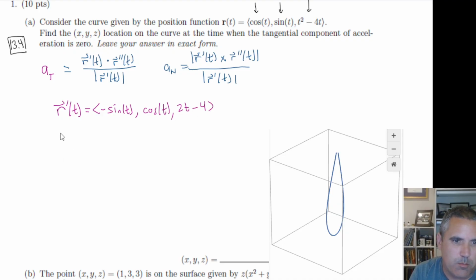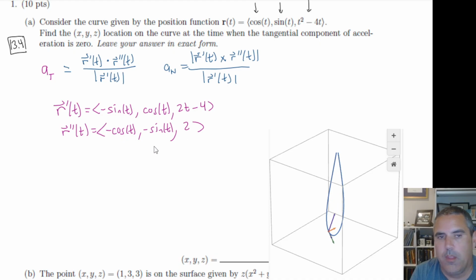And we talked about this. We knew this was coming. So hopefully my students knew to immediately take these derivatives. Cosine, negative sine, and 2. And then we want the dot product of these two things, which is the top, to be equal to 0. Now I talked about this when we were reviewing in class.